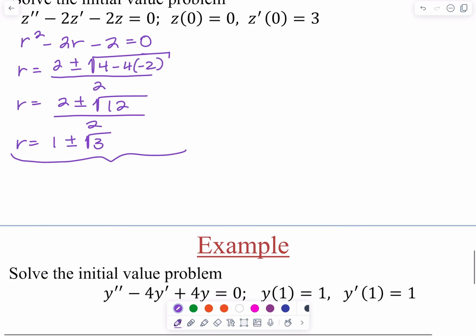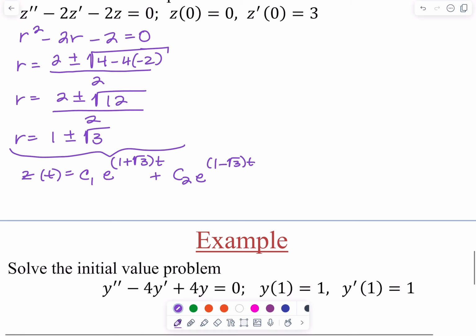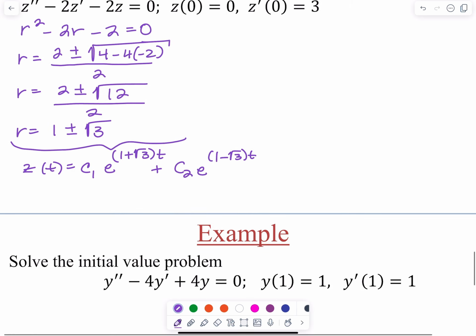We have y of t, and this would be z of t. So z of t is equal to c1 e to the (1 plus root 3)t plus c2 e raised to the (1 minus root 3)t. Okay, so now let's go ahead and find z prime.